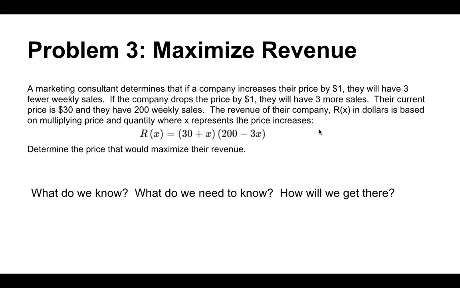And so we know a whole bunch of things. We know it's in factored form, so we potentially have the zeros. We know if we drop the price by 30, if we do a -30, we're going to have zero money. We know if we raise the price so that this is 0, we're going to break even as well. We're not going to make any money.